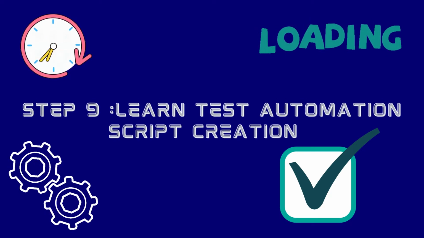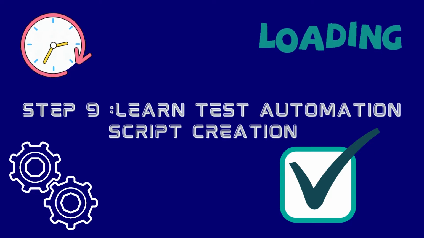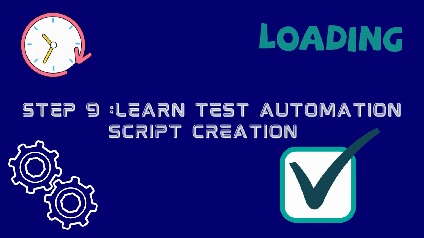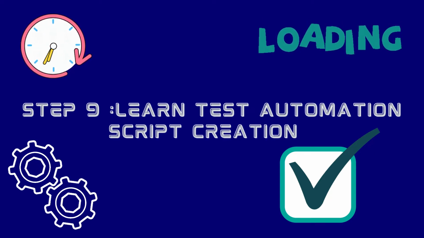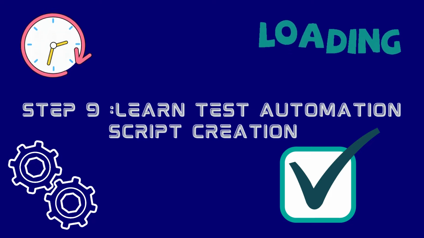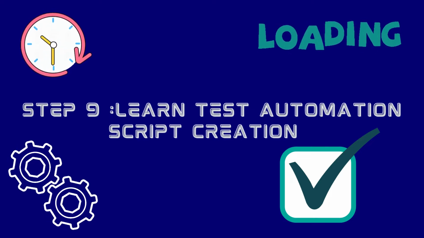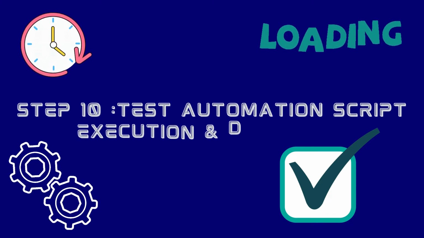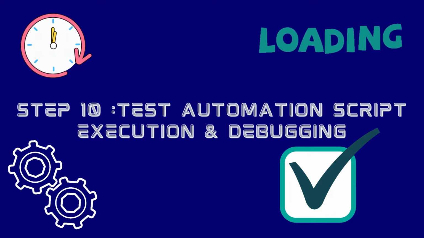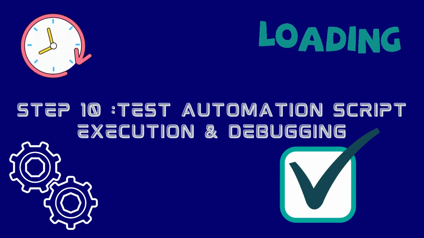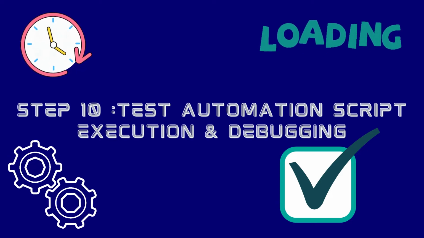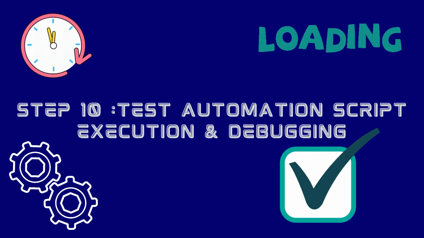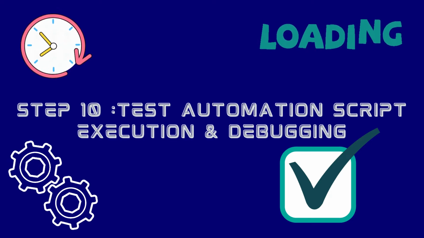Step number 9. Learn test automation script creation. You can pick one test automation tool and learn how to create a script. Step number 10. Test automation script execution and debugging. This is a very important step. The better you are at debugging, the better an automation tester you will be.